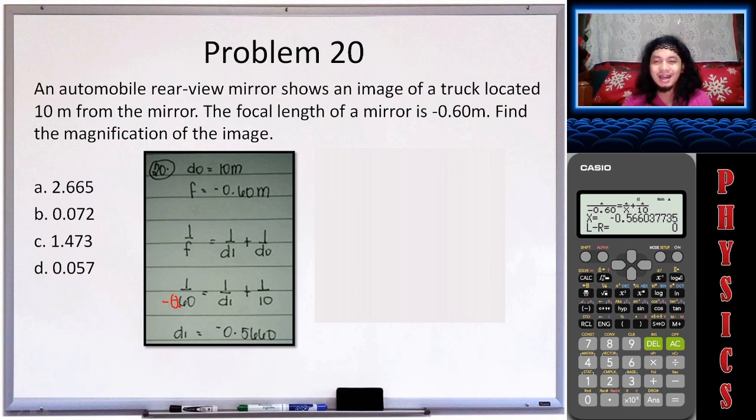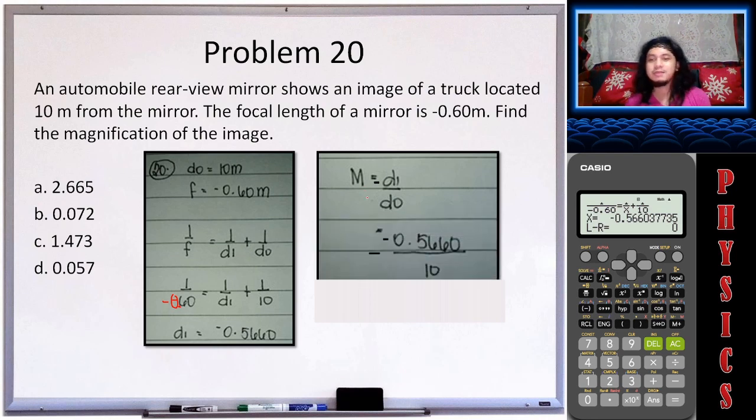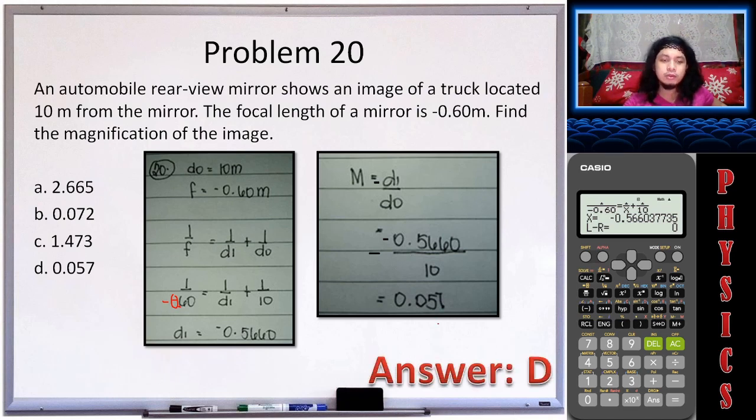Picture lang. Okay. Next. So, pagkatapos natin makuha yun, formula ng ating magnification factor is negative DI over DO. And with that, pasok lang natin negative 0.05660 all over 10, and the correct answer is letter D, 0.057. And what can we conclude with that? Kapag daw po positive yung magnification factor, ibig sabihin lang upright yung image. Upright yung image, di ba?